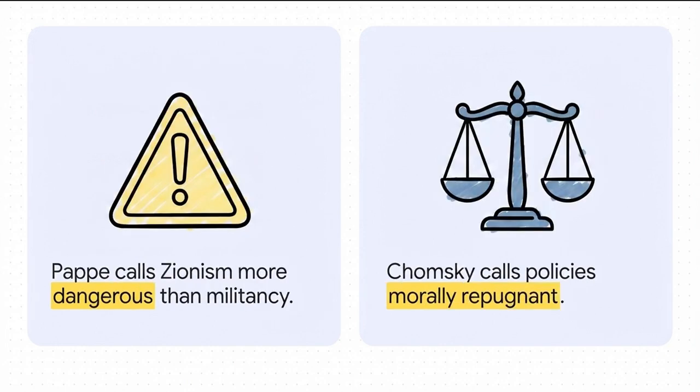So, what happens when they look at the same situation? Well, both deliver incredibly firm critiques, but they anchor their arguments in very different vantage points. Pappé takes this historical, comparative stance, arguing that Zionism is actually more dangerous than Islamic militancy. Chomsky frames his critique heavily around moral and political philosophy, categorizing the state's policies outright as morally repugnant. Being able to distinguish between Pappé's historical approach and Chomsky's moral political approach in your writing shows a really sophisticated understanding of the source material.